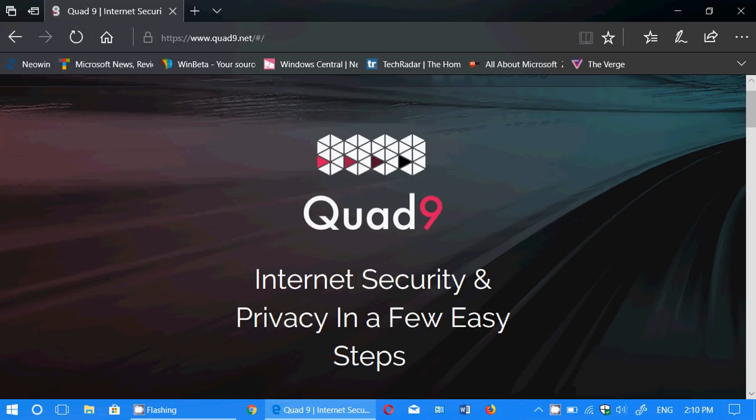There's a thing called Quad9, and I'm going to try to explain it very simply here. So first of all, when you connect to the internet, you've got an IP address, which is kind of a postal address. It's a unique address that identifies you on the internet, and everybody around the world has a unique IP address.